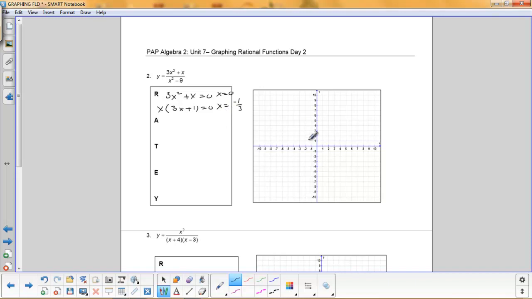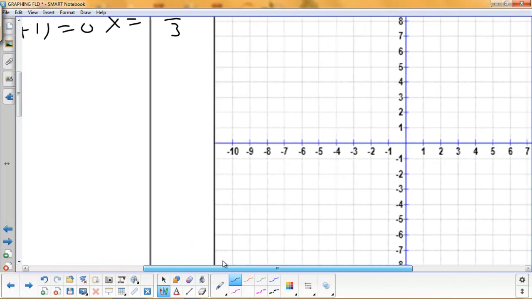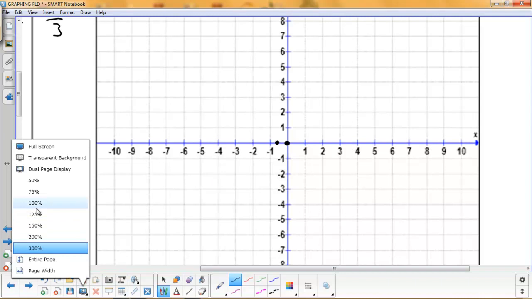Now that I do that, I'm going to put those two on the graph. I'm going to zoom in a little bit so that it makes it easier to graph these things since they're so close to each other. Okay, so this one's going to be at 0, and this one's going to be at negative 1/3. This zoom is going to be important, so I'm going to come back to that in just a second.